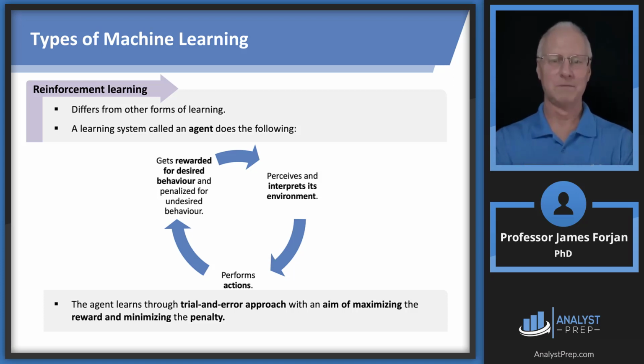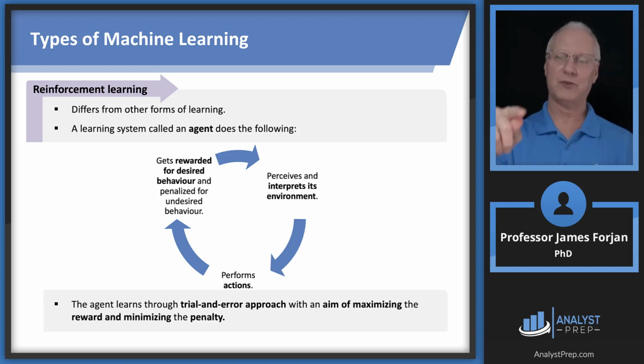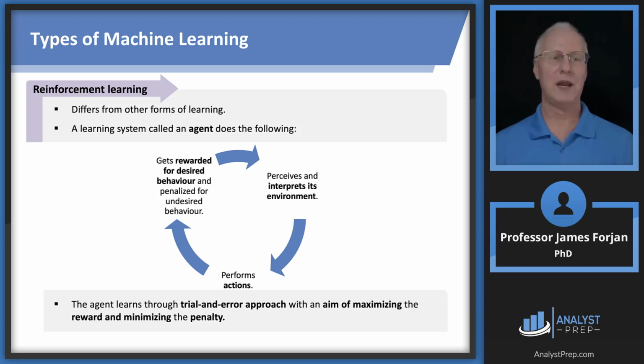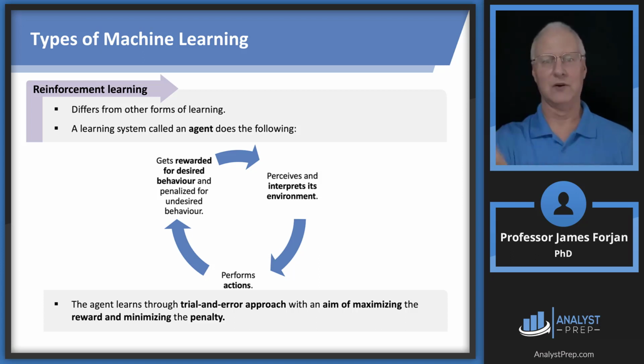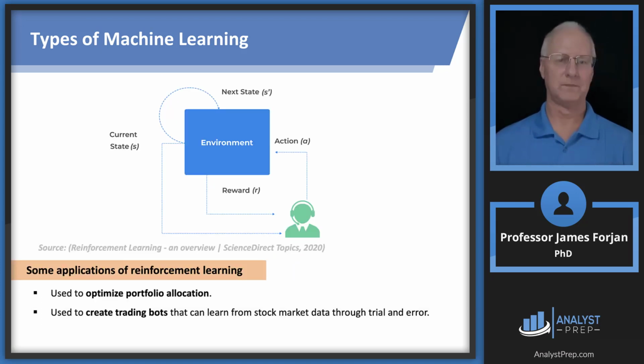All right, so what happens here? We get rewarded for desired behavior and penalized for undesirable behavior. That makes perfect sense. But what this agent has to do is interpret the environment and then make a perception about that environment and then perform an action. And so the result of that action is either success or failure, right? Desired behavior or undesired behavior. And so that agent then learns from its mistakes or its successes, and then it keeps learning. And so this is a big cycle. So look down at the bottom, maximizing the reward and minimizing the penalty. That sounds like a pretty good exam question.